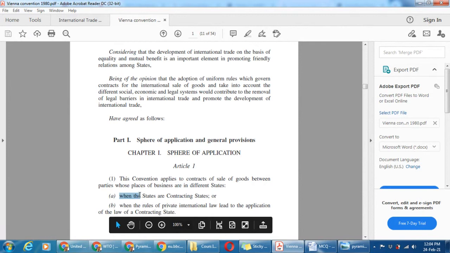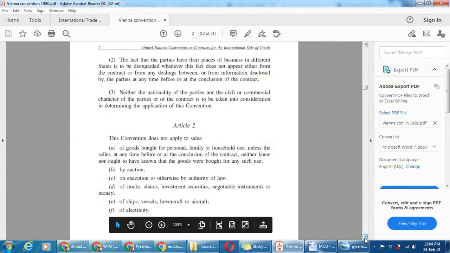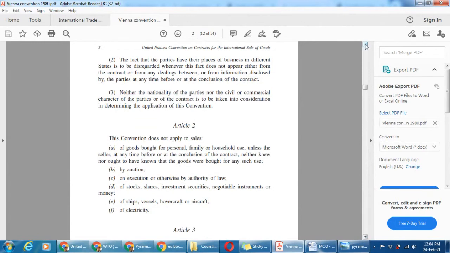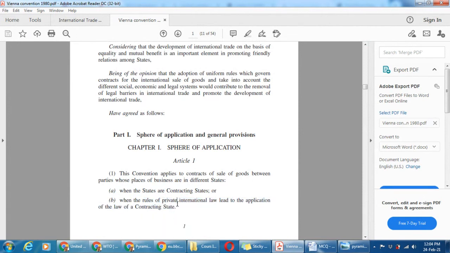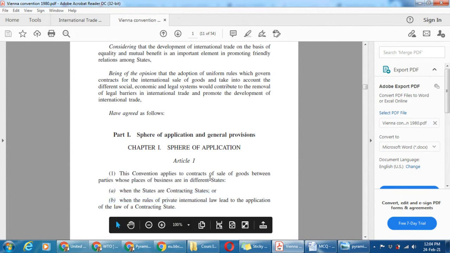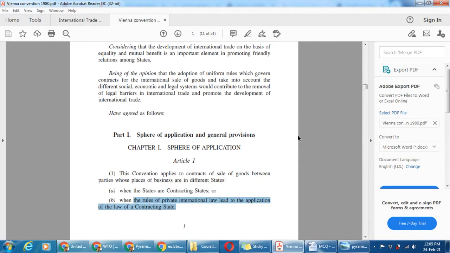First, in A, when the states are contracting states, so we should have states that have legal personality. When we say states, that means they have legal personality. And second, when the rules of private international law lead to the application of the law of a contracting state. So in this case, with both elements, as I explained, we have goods and we have different states, and the states give the authorization to apply this convention. That means if we have these two elements, we can apply this international convention.